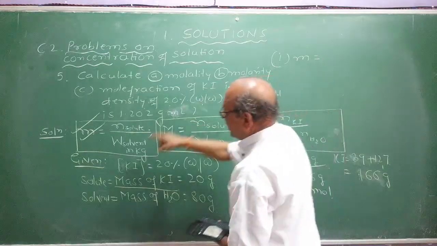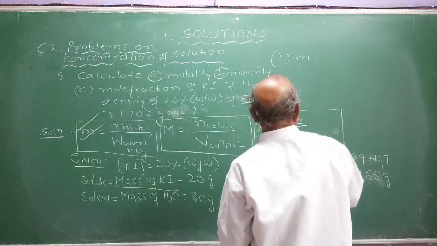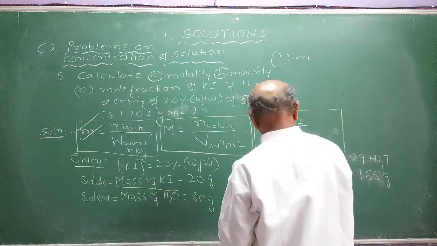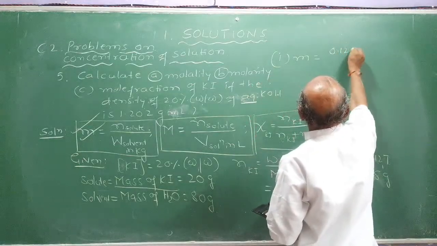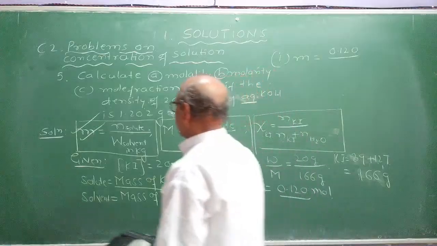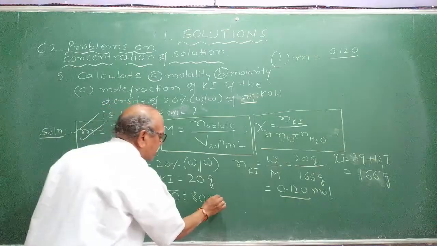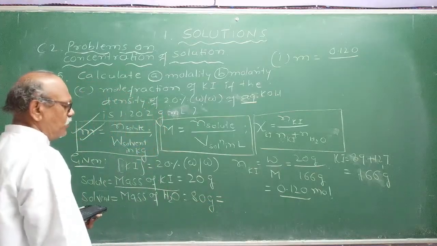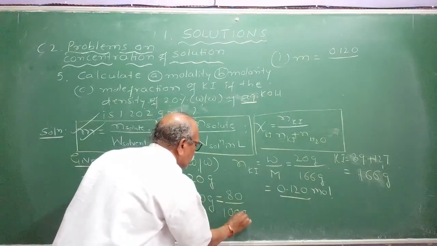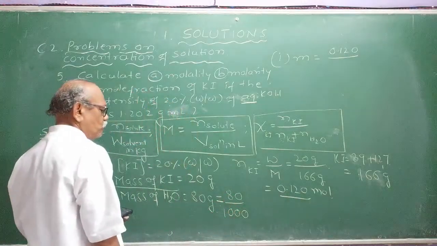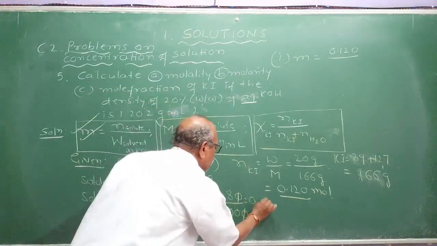You have the formula already. The number of moles of the solute, we got it as 0.120. Divided by the mass of the solvent in kg. Now it is 80 gram. To get it in kg, divide it by 1000. Then you get in kg, 0 cancels. You can take it as 0.08.